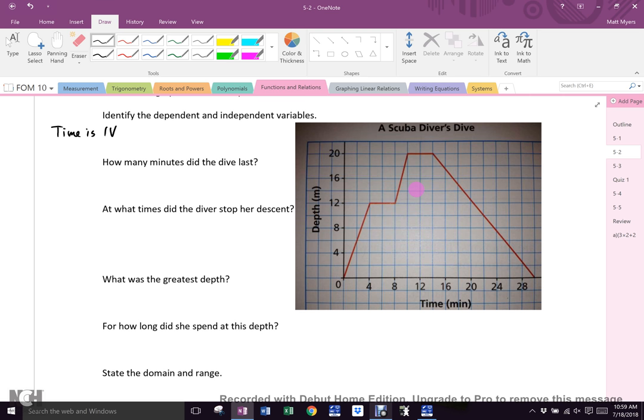Nobody can tell me why time is the independent variable. Pardon me? What? Jimmy, what? What depends on how much time it's going to take? Oh, so you're going the other way around. Jimmy says this diver's destination is underwater, yes? And that depth depends on how long she is underwater. So Jimmy found the DV first and recognized that if that's the DV, then time must be the IV. That's a good way of looking at it too. Because, of course, her depth depends on how long she is in the water, right?